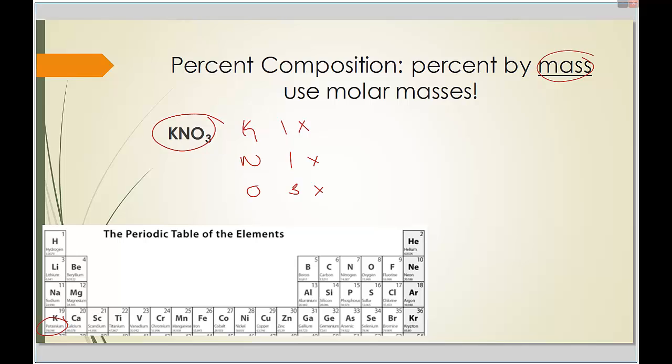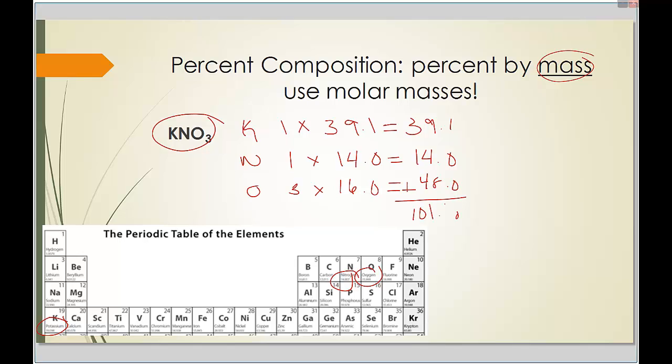Potassium is here. Its mass is 39.1. Nitrogen is here. Its mass is 14.0. And oxygen is here. Its mass is 16.0. So that comes out to be 48. Add these all up, and it comes out to be 101.1 grams per mole.